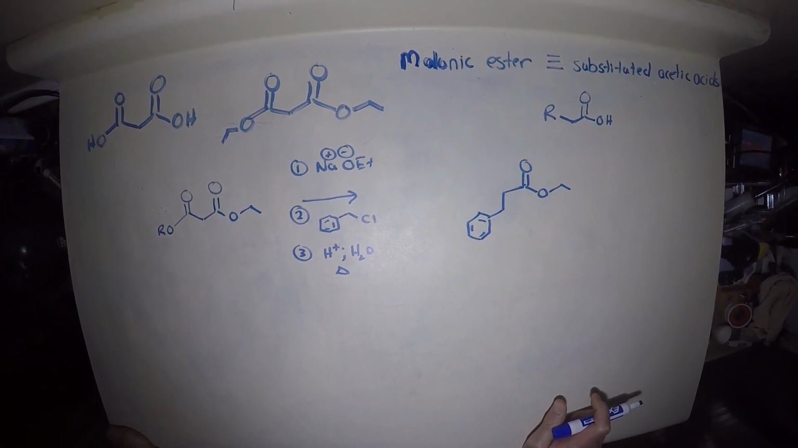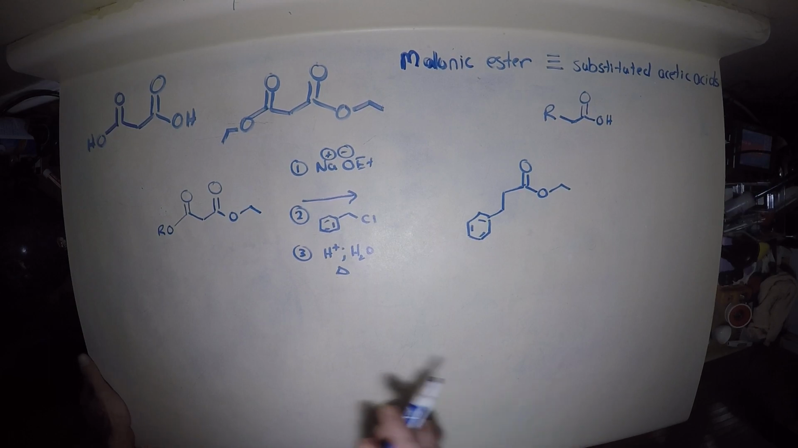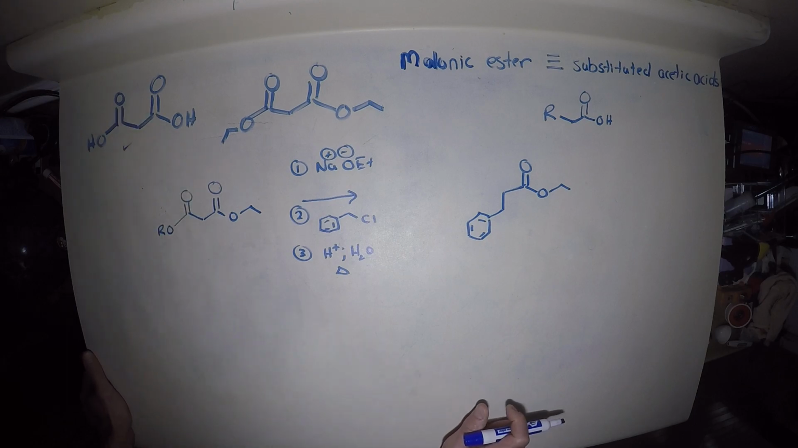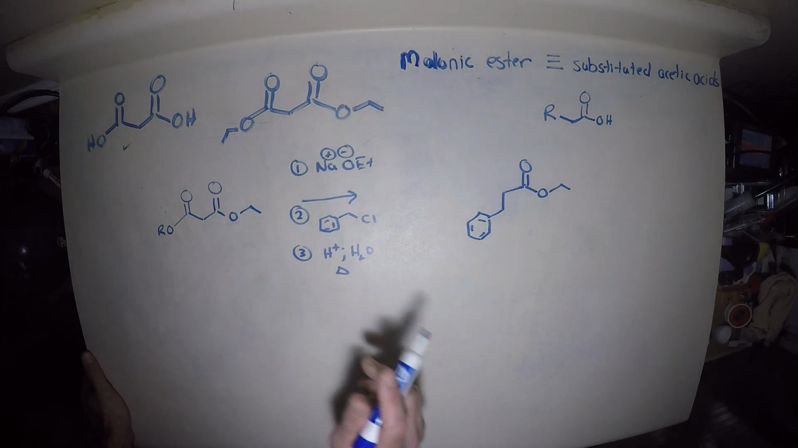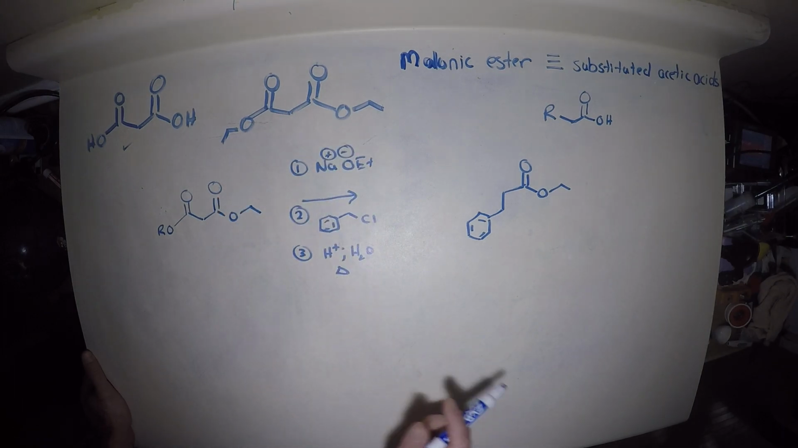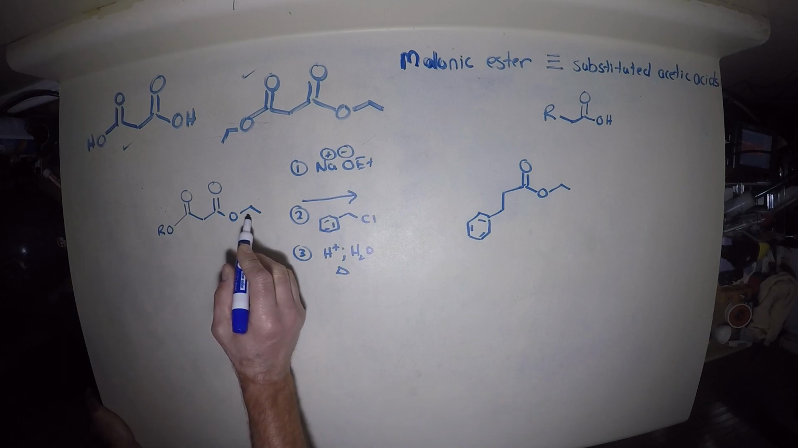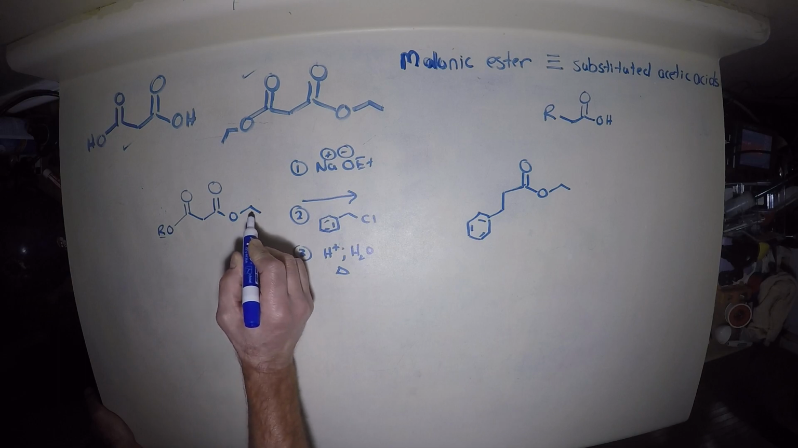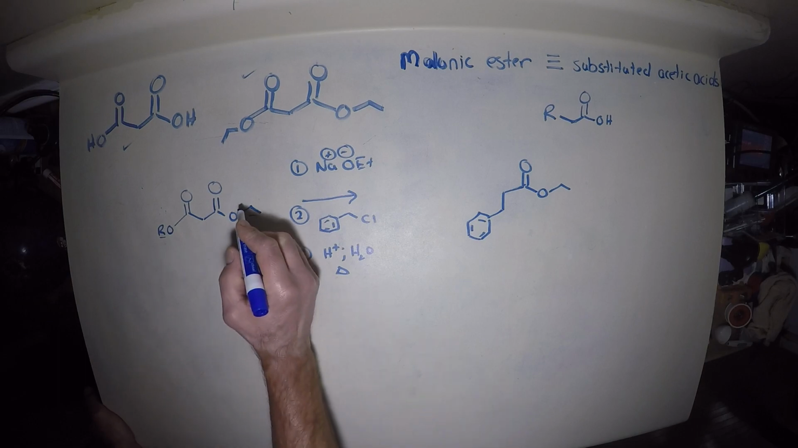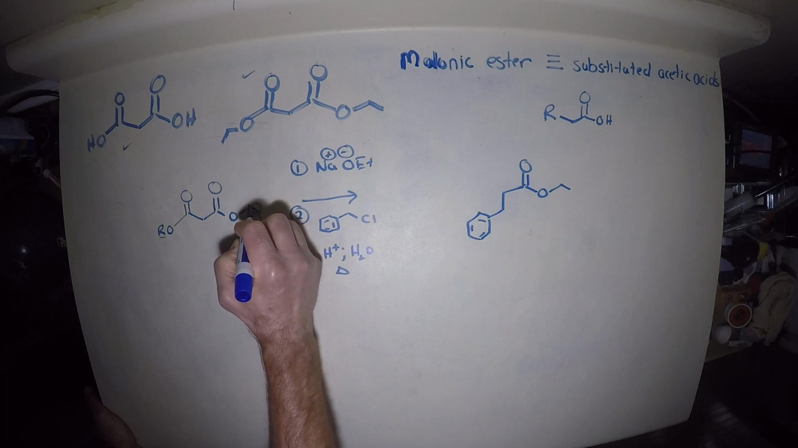Malonic ester synthesis is a way to easily make what are called substituted acetic acids. Malonic acid itself has that molecular structure, and of course it's a dicarboxylic acid, and we can prepare easily the diethyl ester, which would be called diethyl malonate. For an overall reaction, we could use any ester, R, or ethyl in this case, and we can change that to R just to generalize.